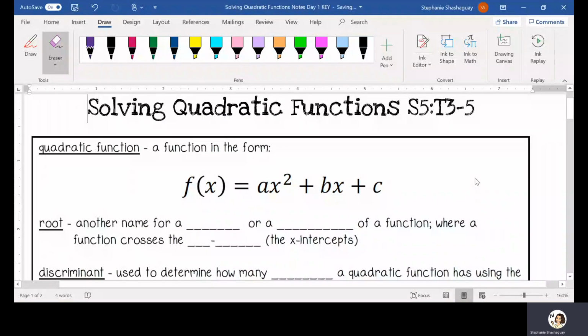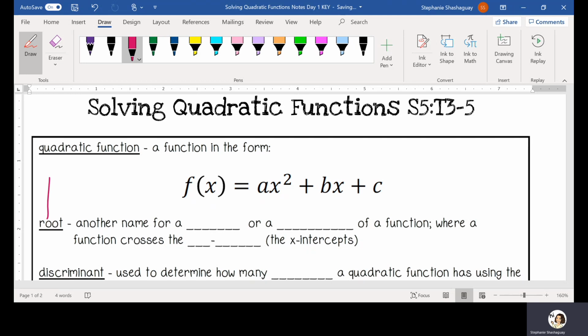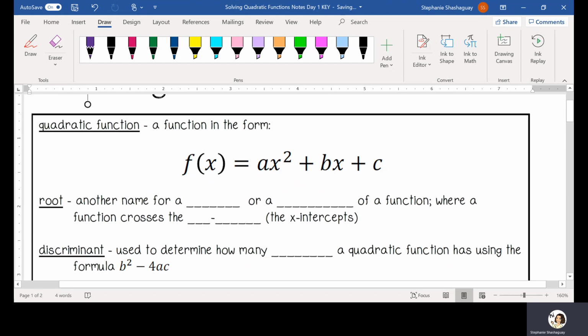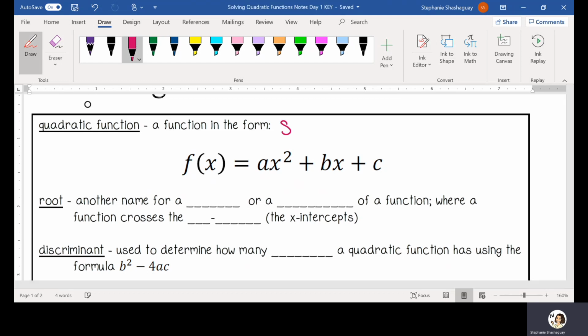Alright guys, so today we're going to be solving quadratic functions, and this is section 5 in Math Nation, topics 3 through 5. Okay, so last week we had learned what a quadratic function is, and this is a quadratic function in standard form.